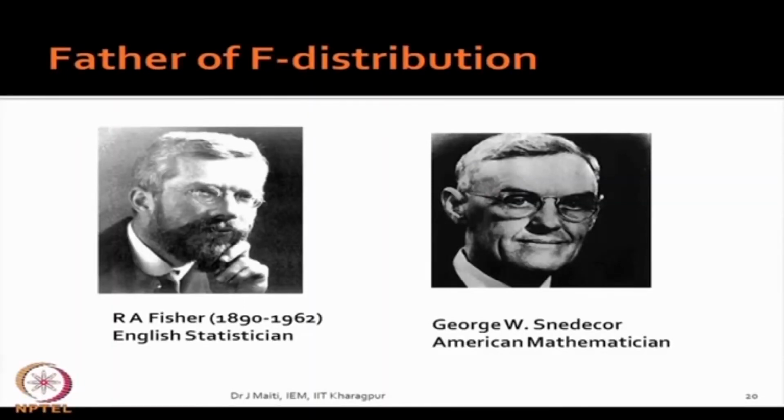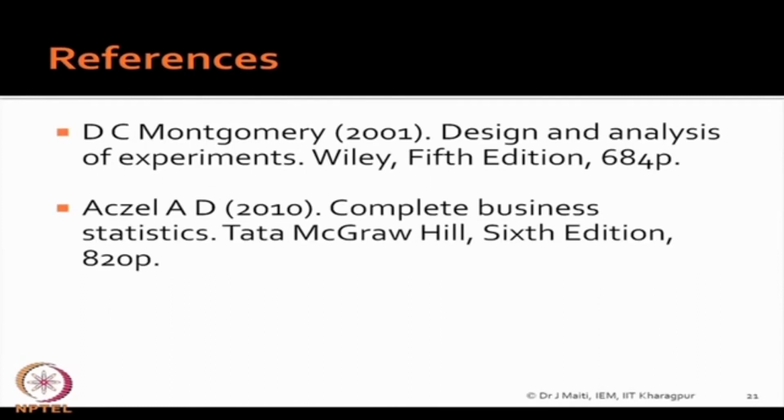Sir, the reference was Montgomery and Axel, Complete Business Statistics. Both these books are very much available. Okay. And for multivariate statistics, Johnson and Wichern and Hair et al., that I told you in the beginning, please. Okay. So, next class we will discuss estimation, particularly confidence interval. So, okay, thank you very much.